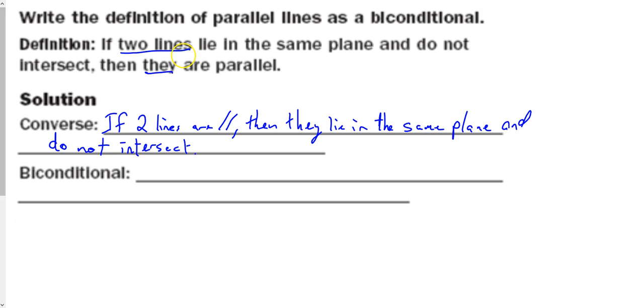And the biconditional can go in the order of the definition or the converse. It does not matter at all. I will use this one. I'll go off of the definition. So the biconditional does not start with the word if. It'll start off just with the subject of two lines. So two lines lie in the same plane, and do not intersect.